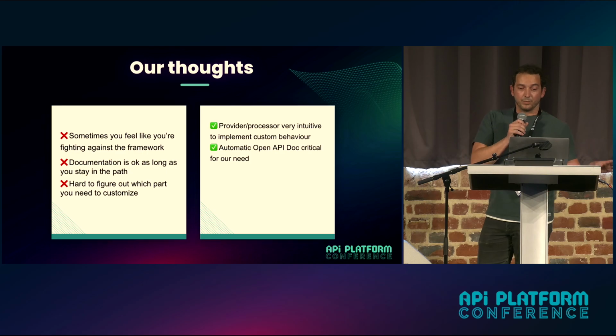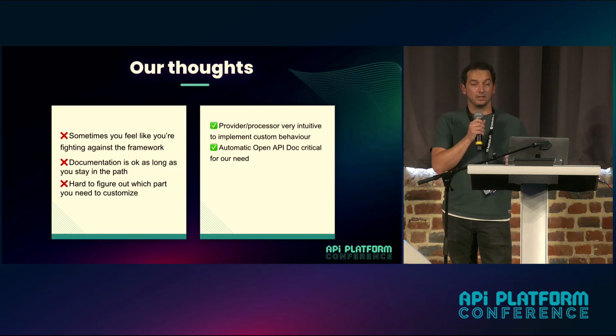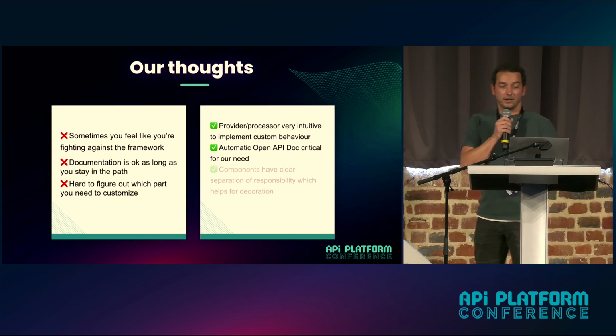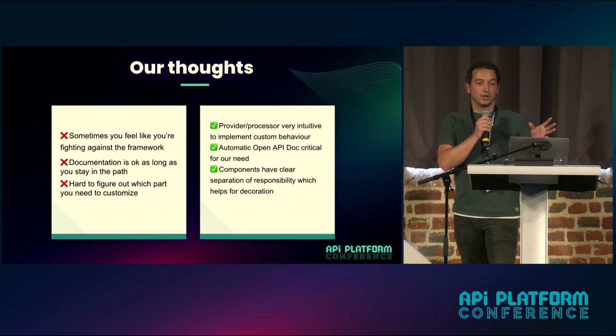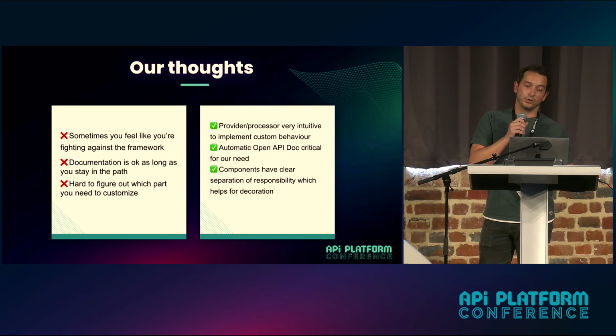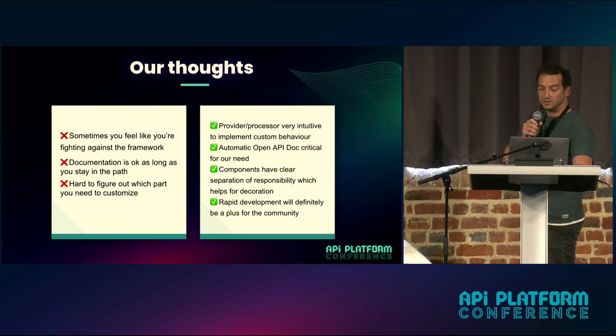The automatic OpenAPI doc was critical for our need, and it works really well. The components have a clear separation of responsibility. So even when you don't know, and because you can't find in the documentation what it does, you can guess it by going through the code. And the rapid development, as I said, will definitely be a plus for our community.